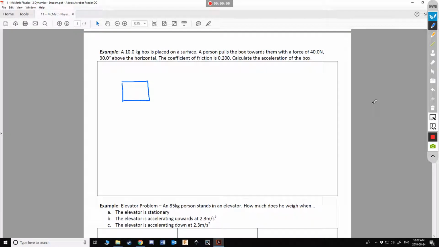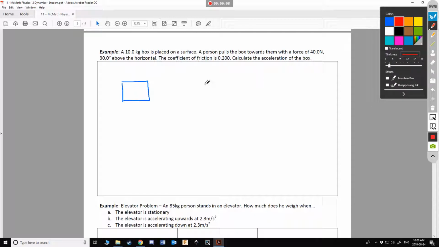So this is the same as the previous question, but now we have friction involved. So let's first draw our free body diagram again. There's our block. We have a force pulling upwards and to the right at 30 degrees. That force is equal to 40.0 newtons. However, we also have that normal force going upwards, force of gravity going downwards.